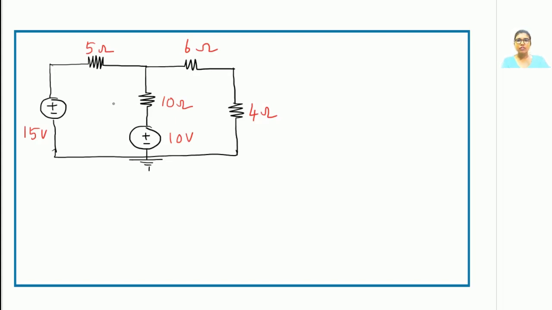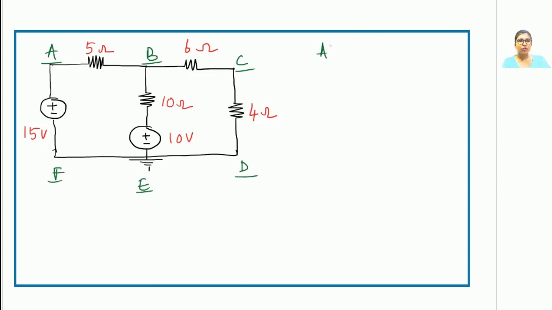Clearly, meshes mean the smallest loops present in the circuit. We have two loops over here, two smallest loops. Now if you consider all of the loops, then there are three loops. First, name the circuit in order to identify how many loops are present.